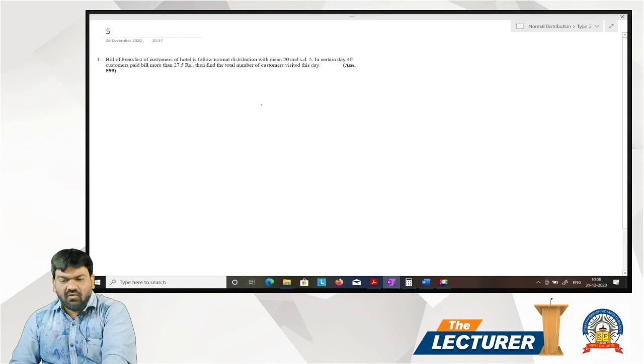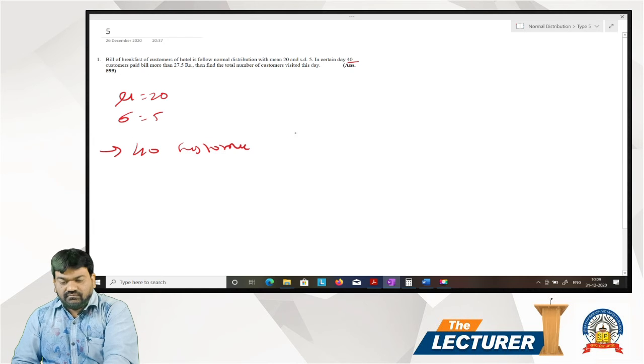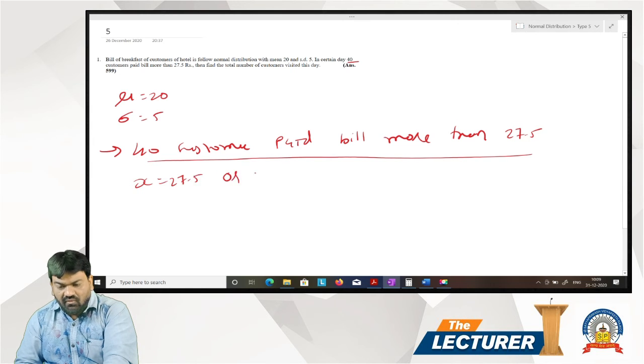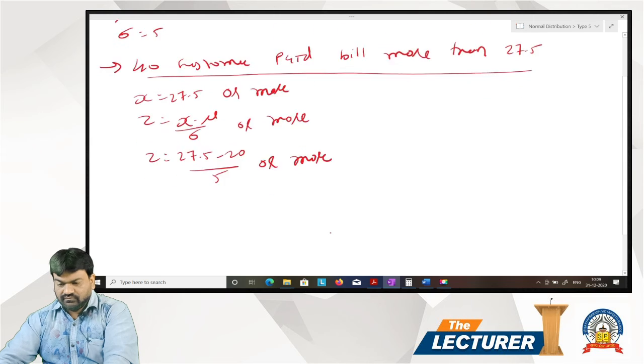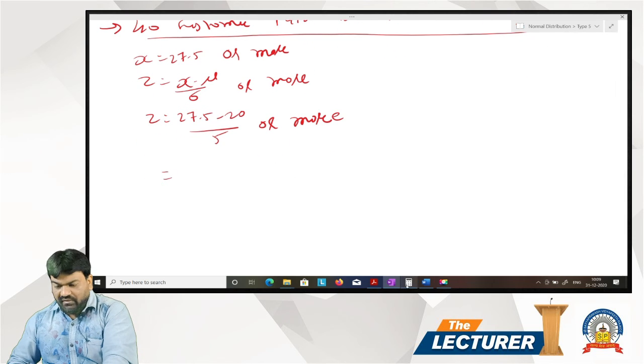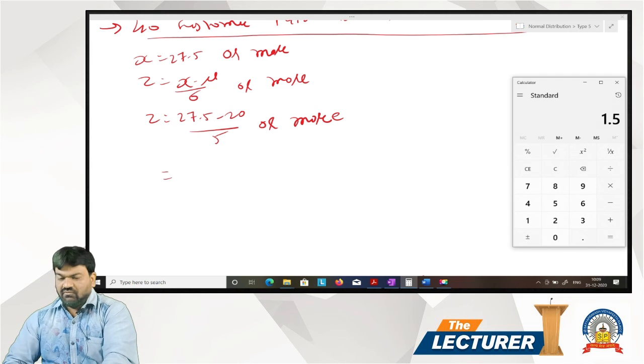The bill of breakfast of a customer of a hotel follows a normal distribution with mean 20. Mean means mu 20 and standard deviation 5. On a certain day, 40 customers paid a bill of more than 27.5 rupees. So x is 27.5 or more. Z is x minus mu upon standard deviation, or more. Z is 27.5 minus mu 20 divided by 5, or more. So 7.5 divided by 5, 1.5 or more.